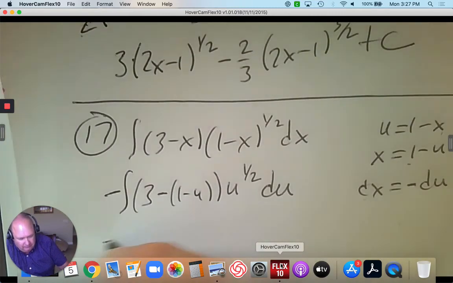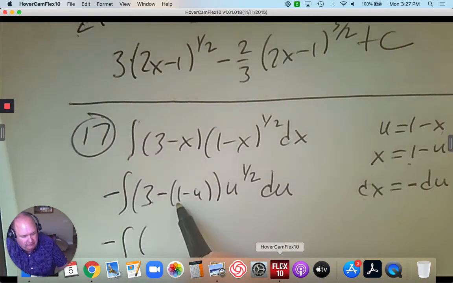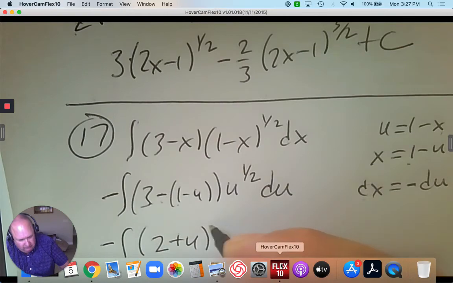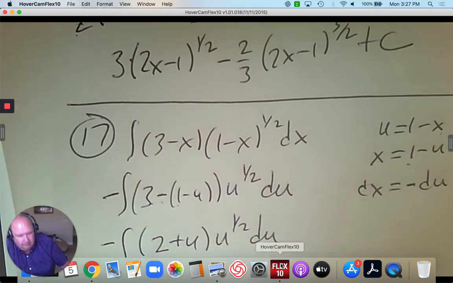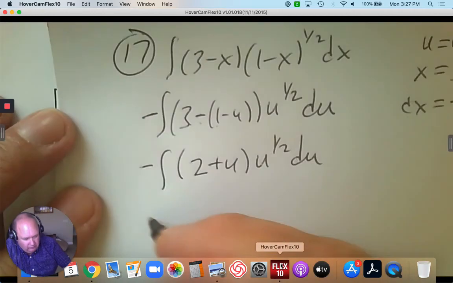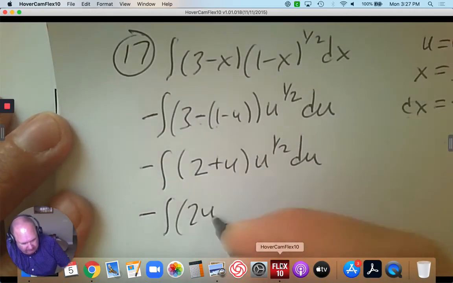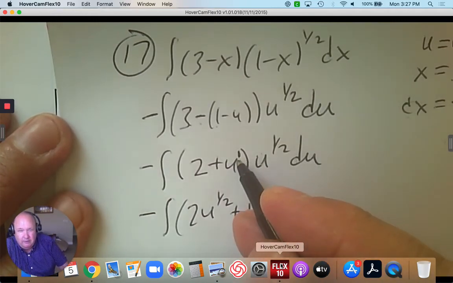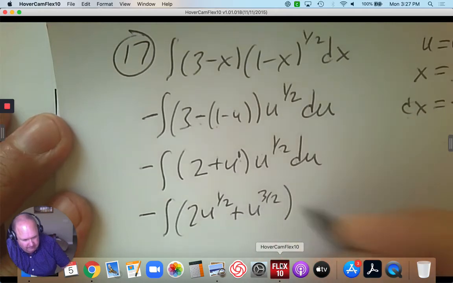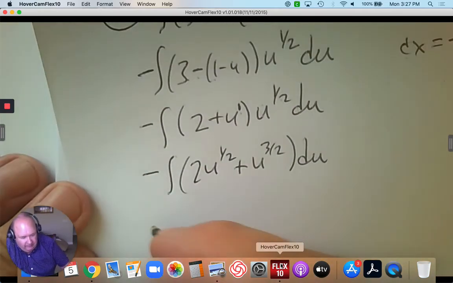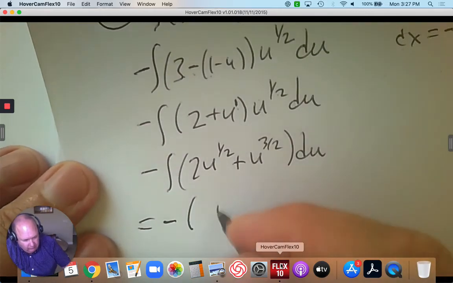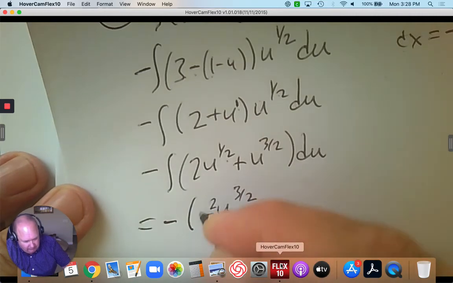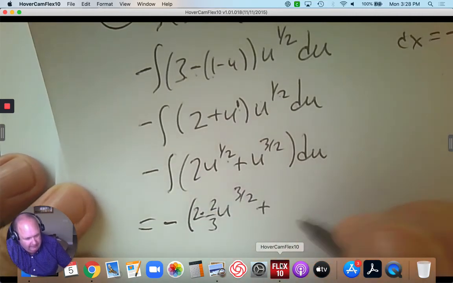Now I got some algebra to do. So 3 subtract 1 is 2, and a negative makes it plus u. Distribute, use the exponent rules. So that becomes 2u to the 1/2. And then notice that there's an exponent 1, so you add the exponent, so it's 3 over 2. Now we can finally do the calculus. So we add 1, so that's 3 over 2 times the reciprocal. Same thing here. Add 1.